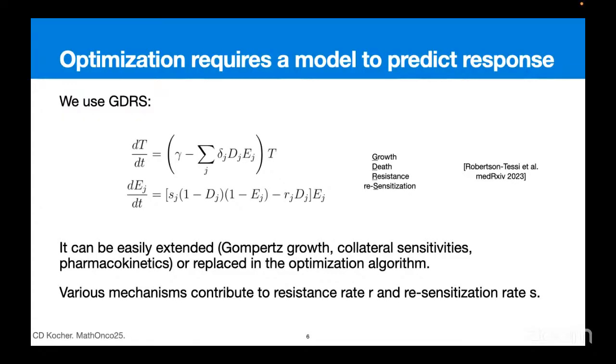And then it has resistance and resensitization through this phenomenological drug efficacy E term. And so this is a model that's a very simple base model that can be easily extended to things like Gompertz growth or collateral sensitivities. You can include pharmacokinetics. Or if everybody in this room has their favorite model that they've worked on, you can easily replace it in the optimization algorithm that I'm going to talk about.